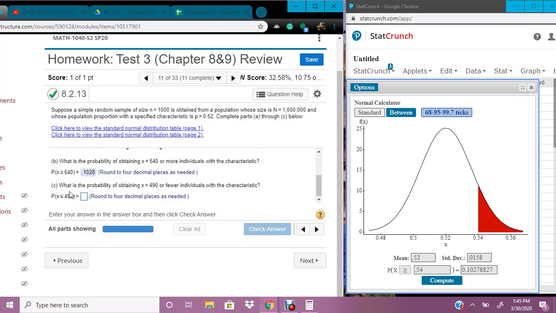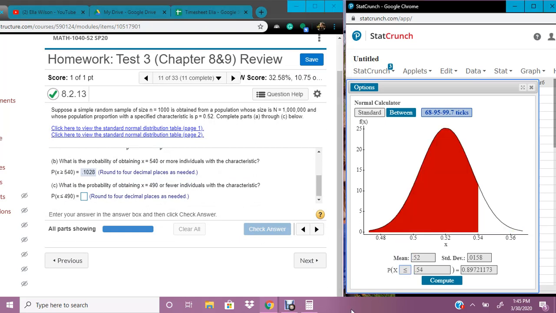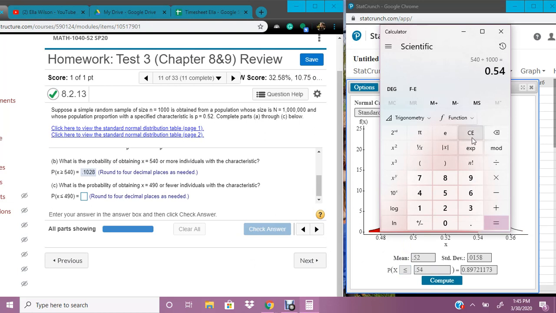And then you're going to do the same thing here. Make sure to pay attention to your sign. The sign will be the exact same that it shows. It's just your proportion that you change, or your x number that you plug in. So we're going to do 490 divided by 1,000 now.